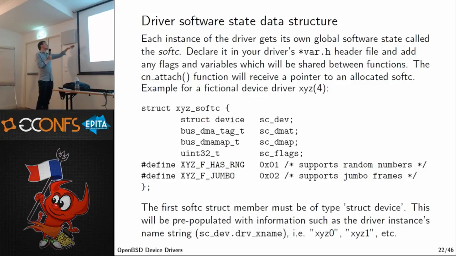And some of this is managed by the device framework for you. So for example, your device name shows up inside this struct in that member. That's just one example. The other things, you can add whatever you want, whatever you need. Any shared state between functions goes here.